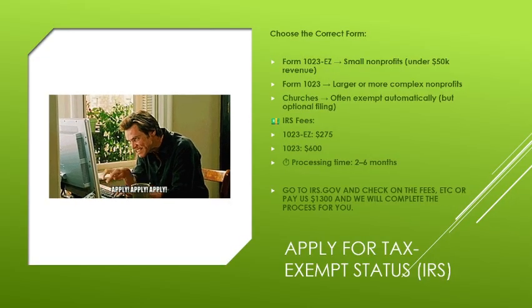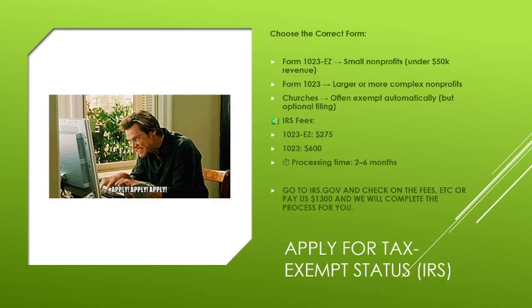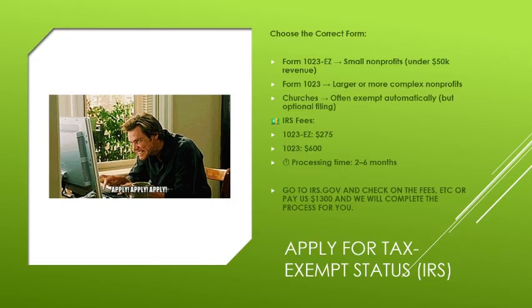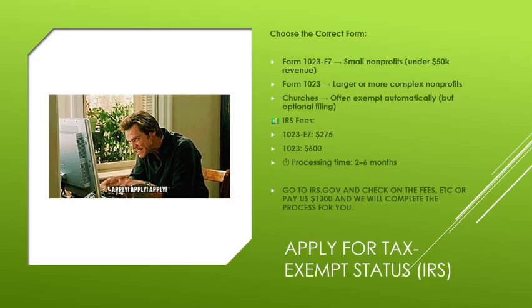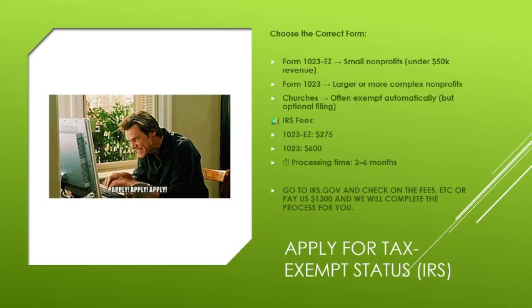Form 1023, the regular one, is a more extended version. It's for larger or more complex nonprofits. If you know that your nonprofit organization is going to have more than $50,000 in revenue over the years coming, more than $50,000 in donations, then you want to do the Form 1023. Why? Because you don't want to do this 1023 easy and then, okay, now you have more money and you have to refile again. Churches are often exempt automatically.